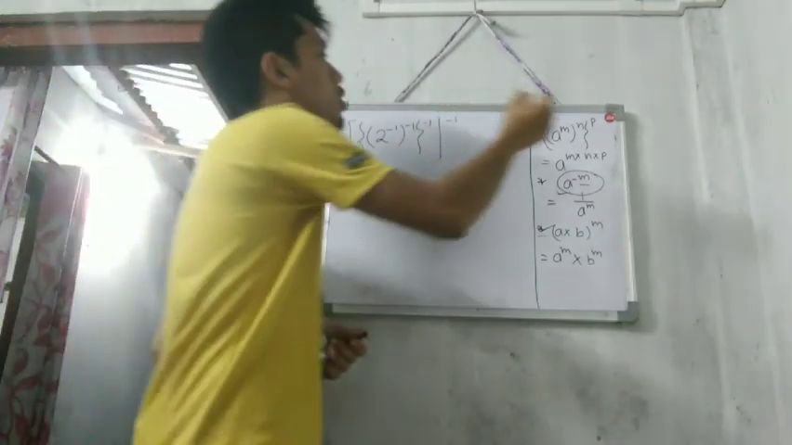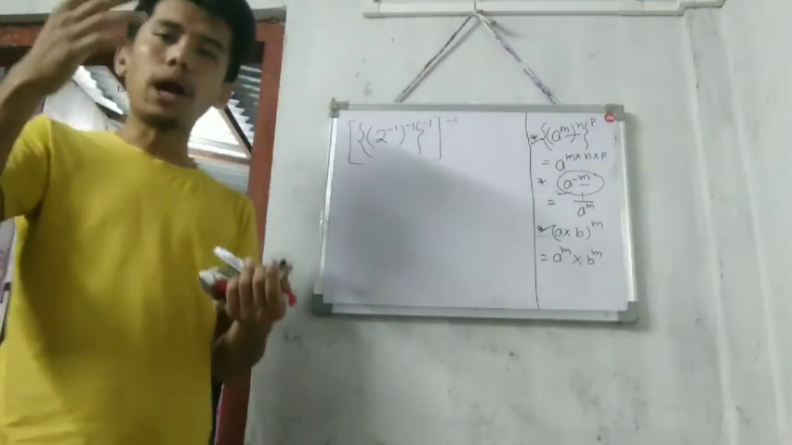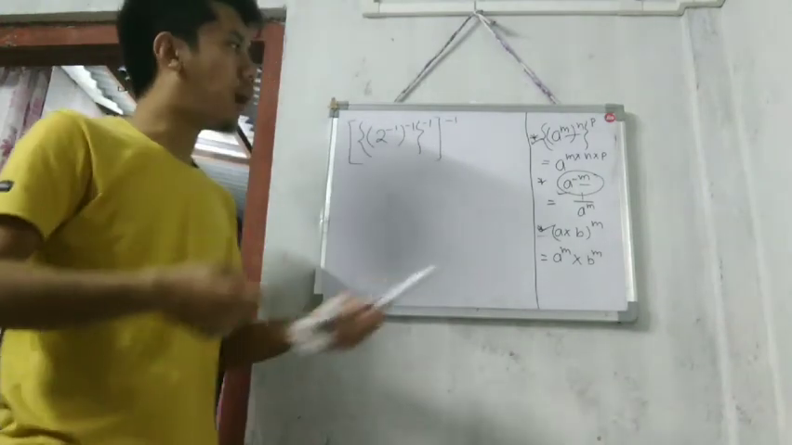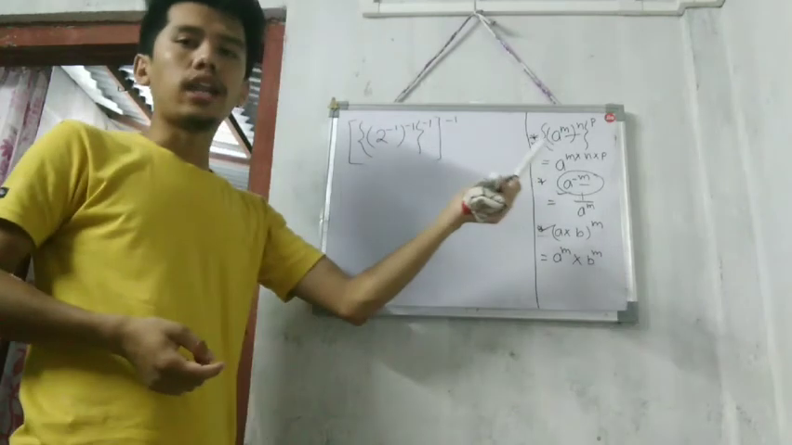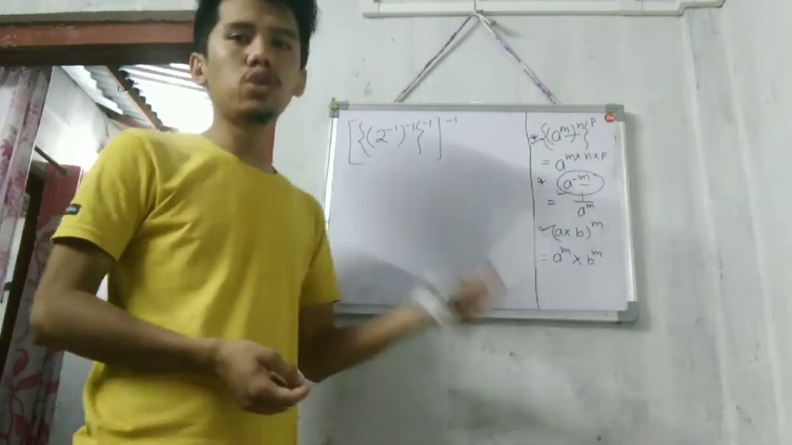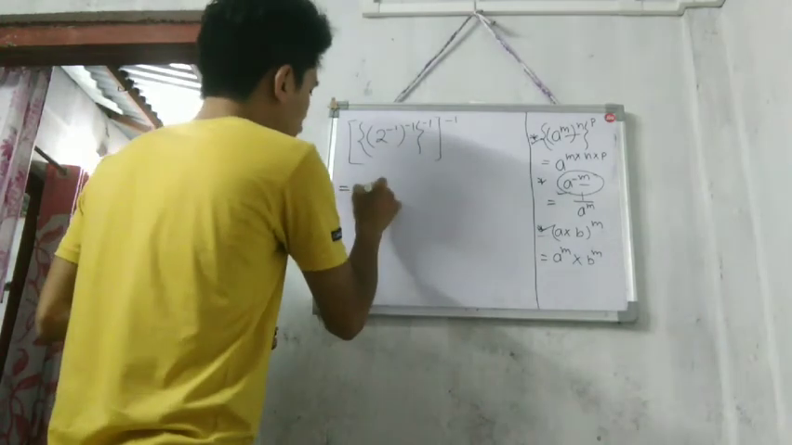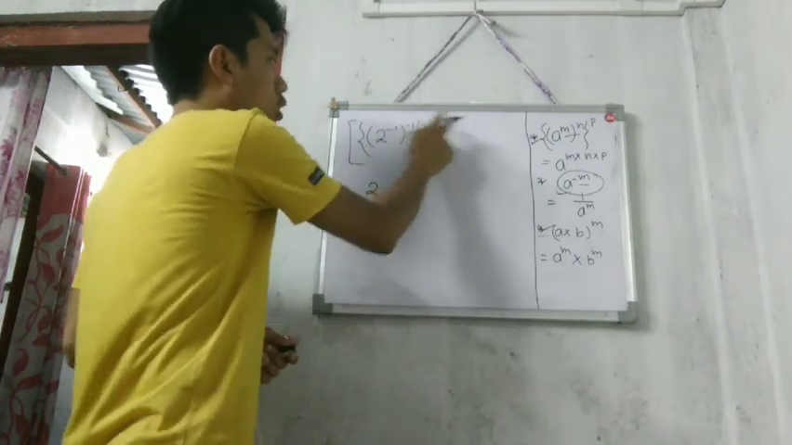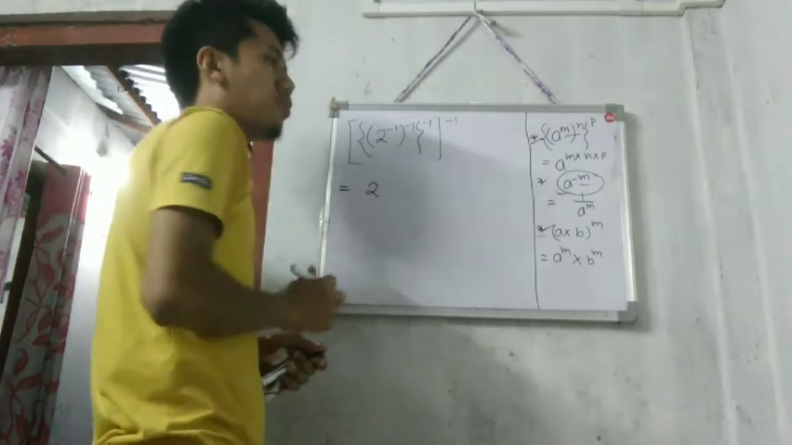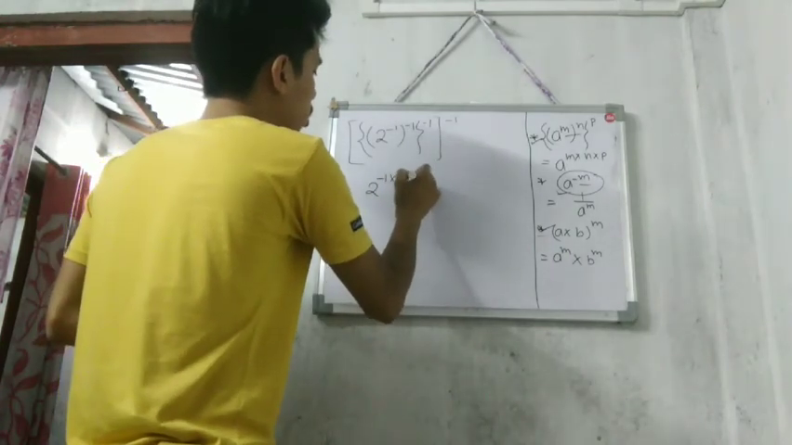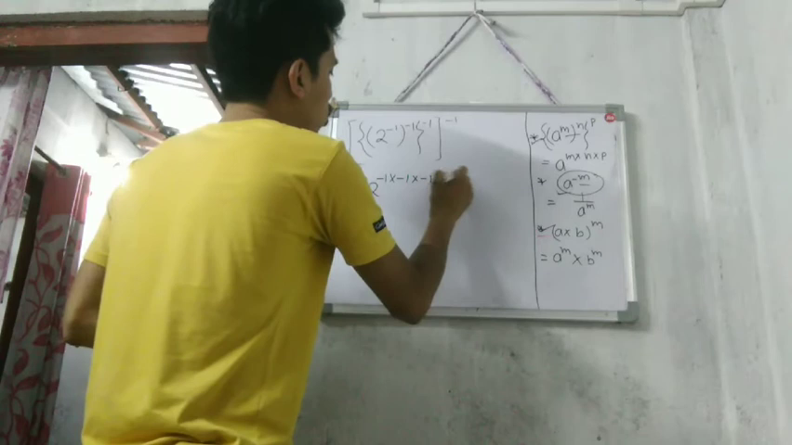Because we have power of power, whenever we have power of power, we have to use this formula, and in this formula the individual powers will be multiplied. So the step will be simple. Simply multiply all these powers. That is minus 1 into minus 1 into minus 1 into minus 1.